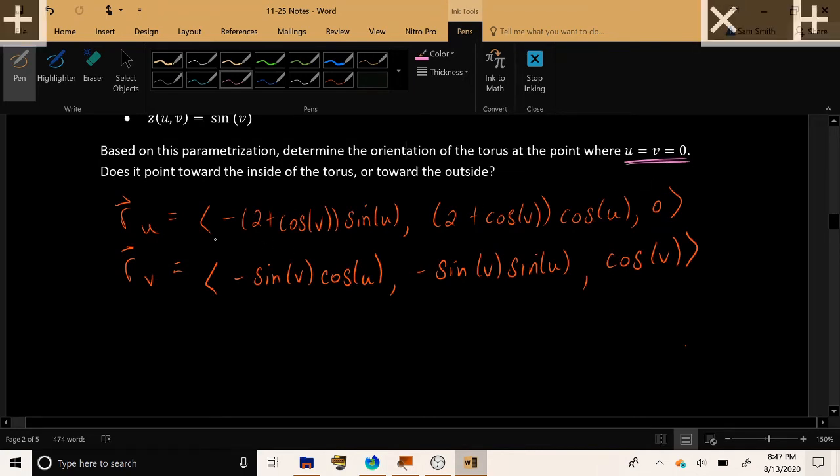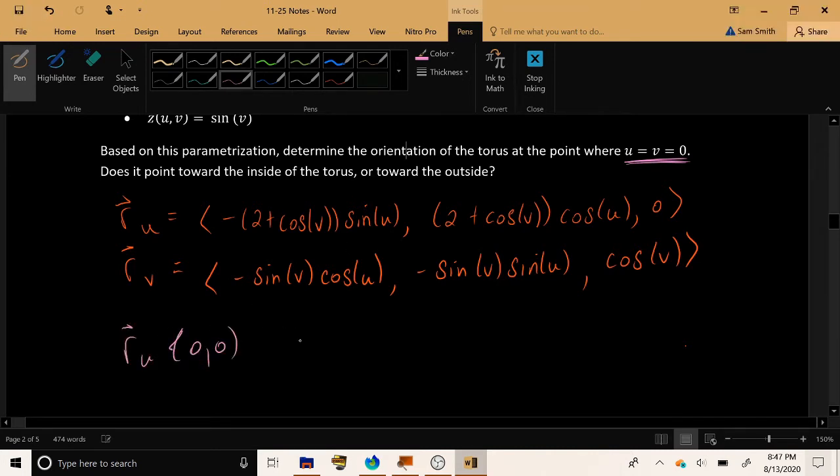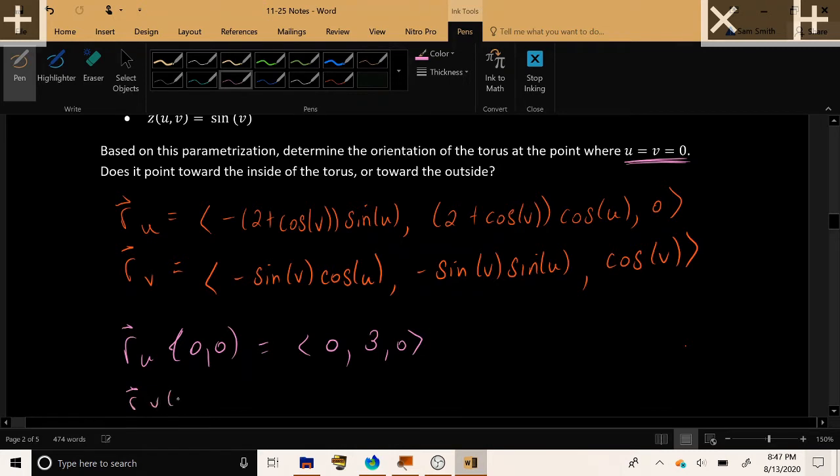So that means this entire first term vanishes. And let's see, cosine of u actually survives, and so does cosine of v. So we get 2 plus 1 times 1, 3. And if I plug 0, 0 into the other derivative, sine v vanishes, and cosine v is 1.